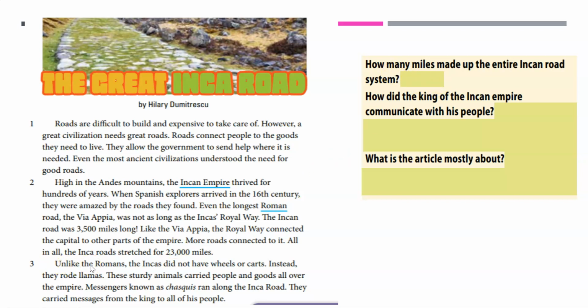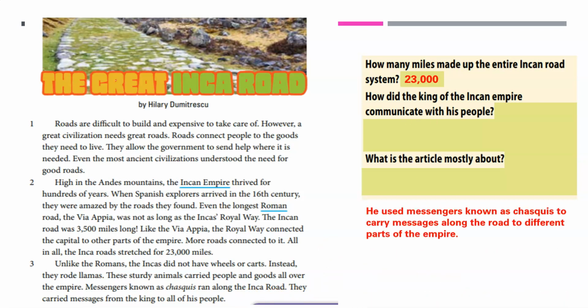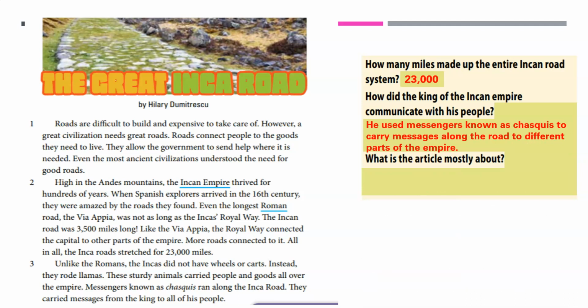Unlike the Romans, the Incas did not have wheels or carts. Instead, they rode llamas. These sturdy animals carry people and goods all over the empire. Messengers known as shaqui ran along the Inca road. They carried messages from the king to all of his people. So, when we go to this question, how did the king of the Incan Empire communicate with his people? We see here in paragraph 3 towards the end that messengers known as shaquis ran along the Inca road, and those are the ones that carried his messages. So if you put 23,000 miles, you're absolutely correct. He used messengers known as shaqui to carry messages along the road to different parts of the empire.